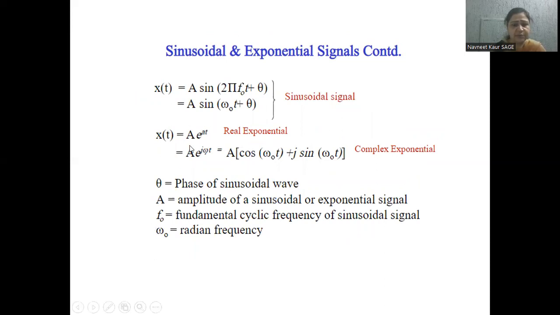Now, after the sinusoidal signal, we have the real exponential signal. The real exponential signal is A e raised to power at. Now, A is the amplitude and e raised to power at is the exponential form.